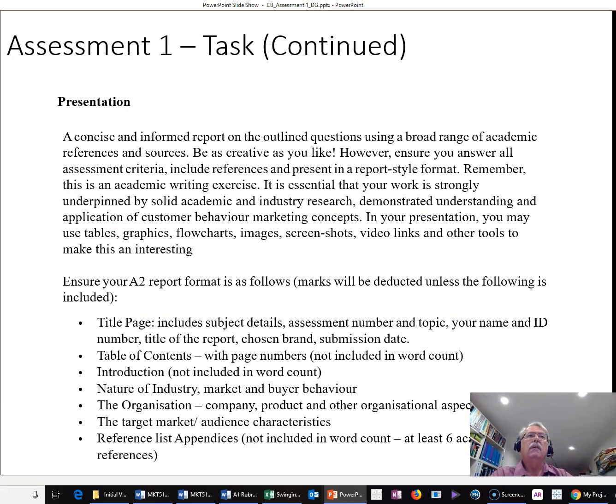So the presentation, remember, it's a brief situation analysis. It's concise, it's informed, and you need to be able to link in the academic sources with it. It's an academic writing exercise, so it has to be underpinned by solid academic and industry research. The structure of the report is set out, you'll see in your unit outline, and also the separate document I provided. The title page, the table of contents, the introduction, then you talk about the nature of the industry, the organisation itself, the target market, and then finally put in your reference list.